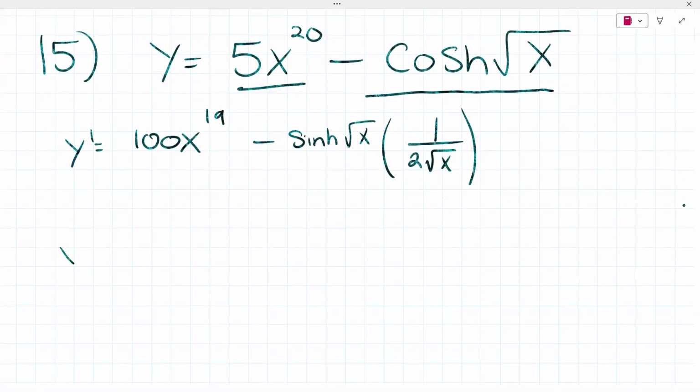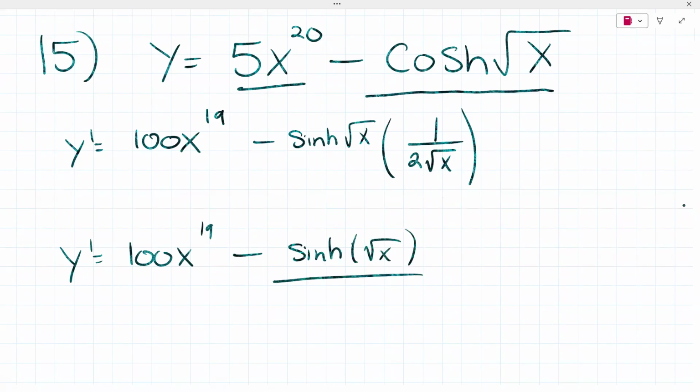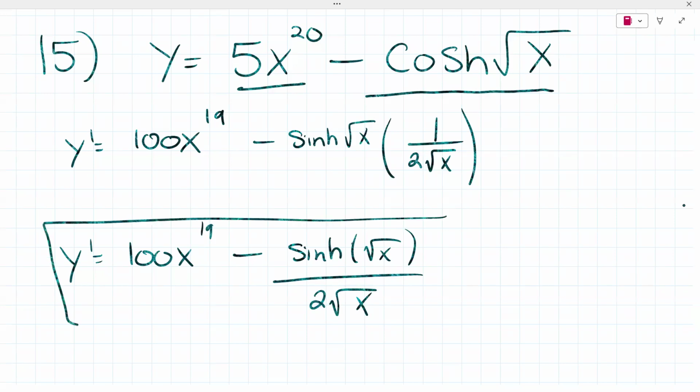And when you put it all together, you get y prime equals 100x to the 19th minus... Let's move on.